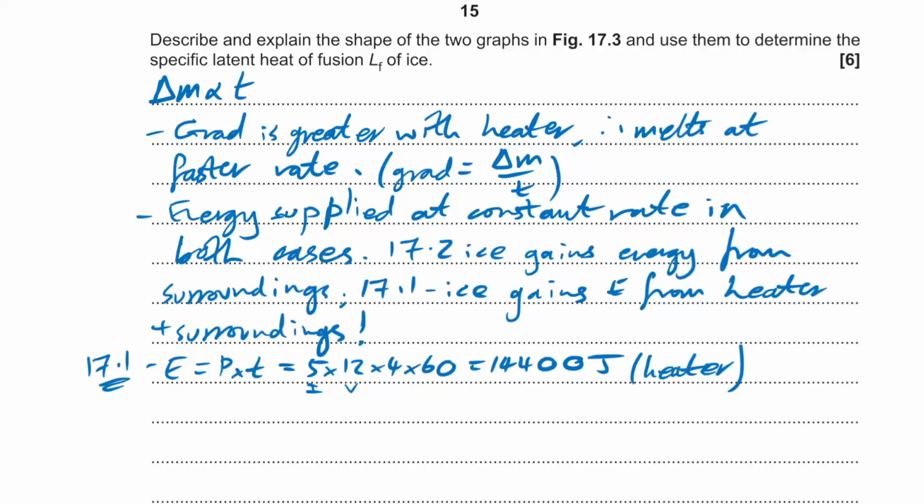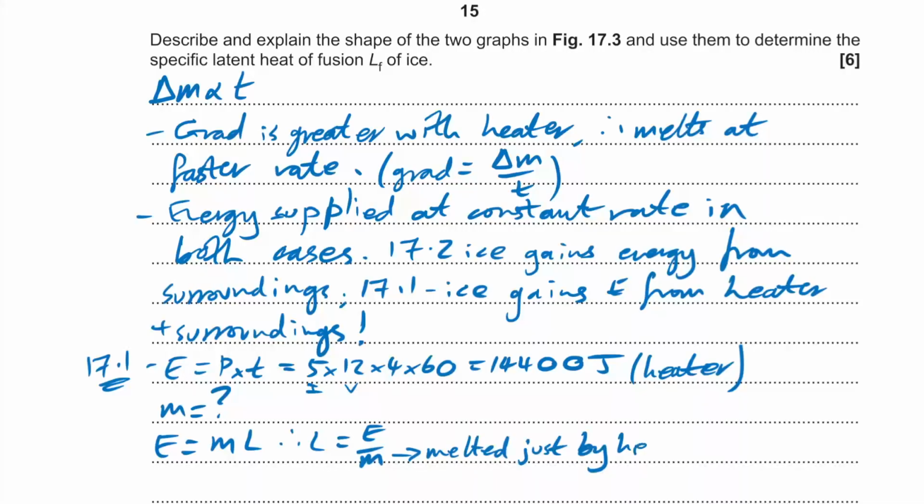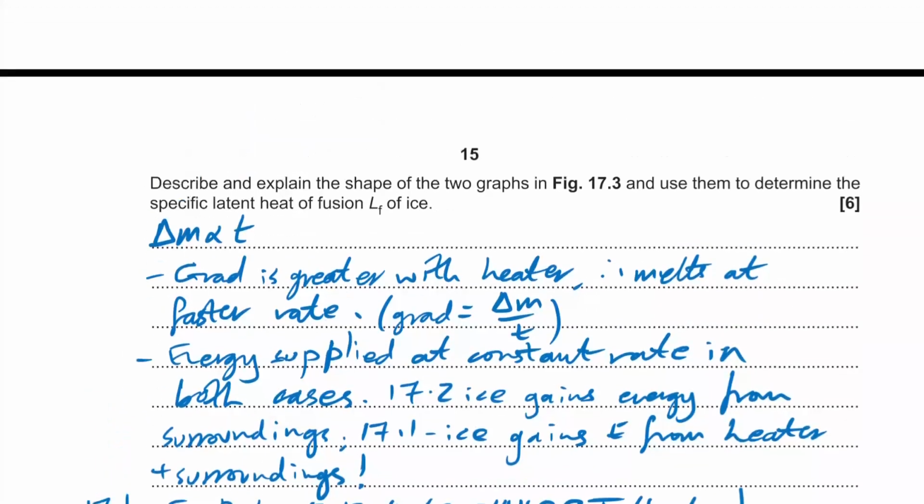Okay, so how much mass does that actually melt? That's the question. So obviously we're going to do E equals ml, because that's our specific latent heat equation. So L is equal to E divided by m. We have our energy, but here's the thing, is that E is the energy that is from the heater, not from the surroundings. So we need to find out the mass that's melted just by heater. And so if you got this question wrong, this could be why.